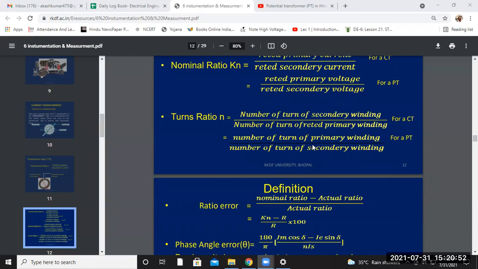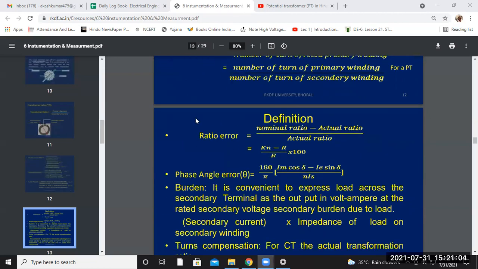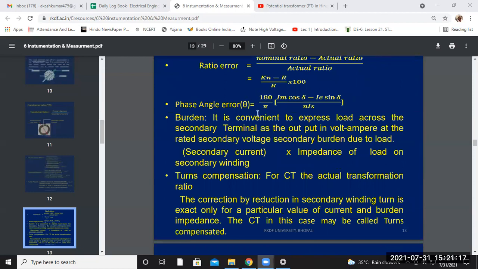Now the turns ratio is given by the number of turns of the primary winding divided by the number of turns of the secondary winding for PT, and the number of turns on the secondary winding and the number of turns on the primary winding for CT. Now what is the ratio error for your instrument transformer? The nominal ratio minus actual ratio divided by actual ratio will give you the ratio error for your instrument transformer. The phase angle error is given by this formula, 180 upon pi, (Im cos delta minus Ie sin delta) upon nIs.